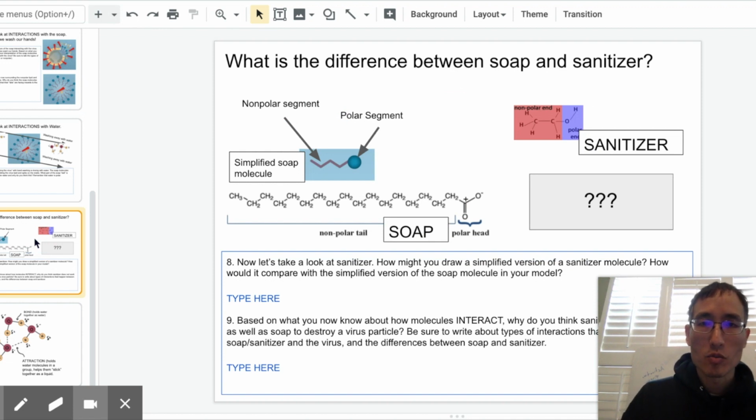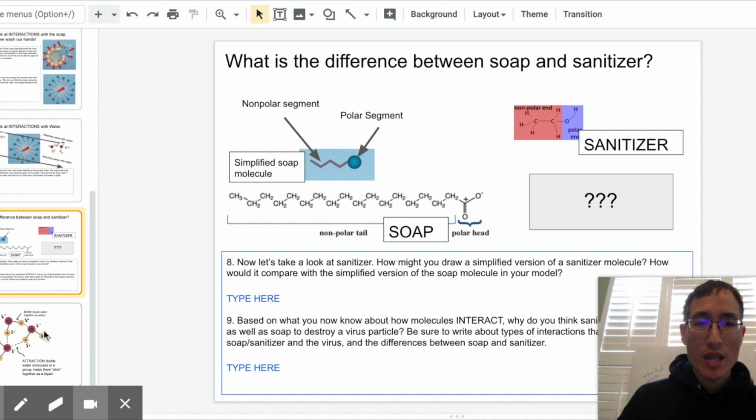Okay, and then finally, going back to the original question, we have soap and sanitizer. So sanitizer is this particle right here, and this is soap. You can see that lots of C's and H's. Sanitizer, only two of them. So if I was to draw a model of the sanitizer particle, how would that look compared to this soap particle? What would be similar? What would be different? And then, why do you think sanitizer does not work as well on the virus as soap would? Okay, so those are some questions that you're going to be answering today.